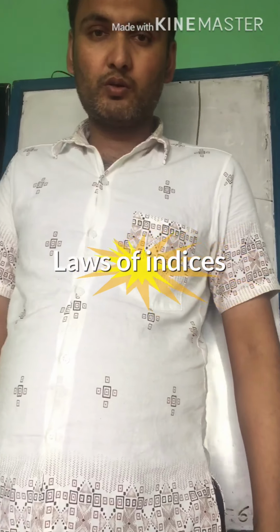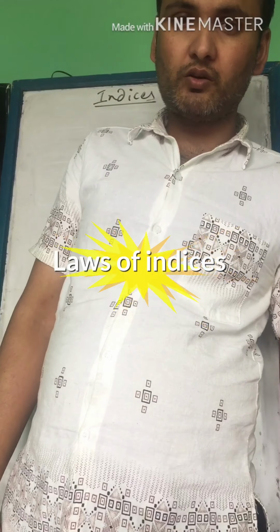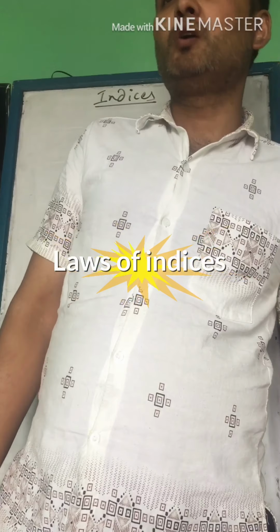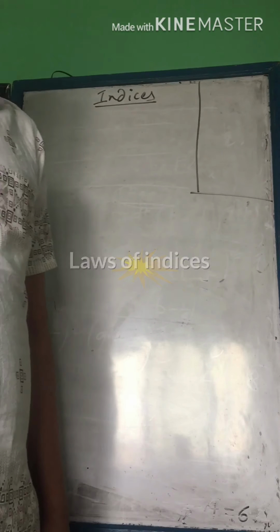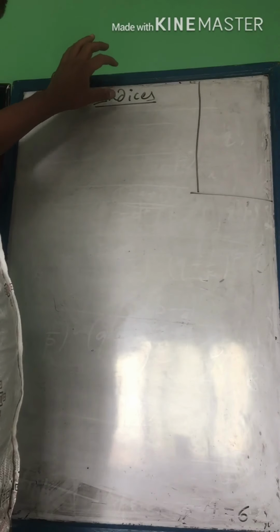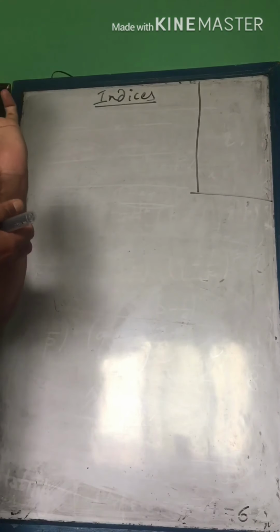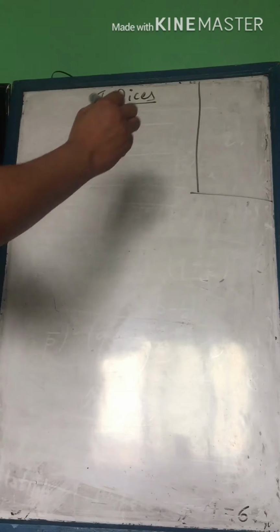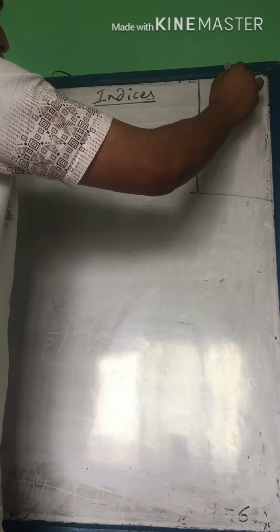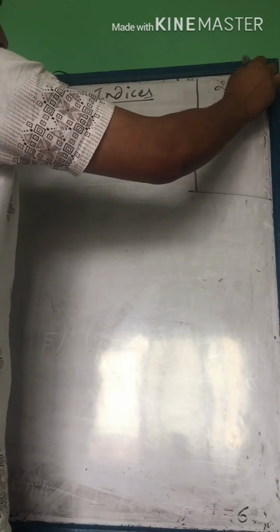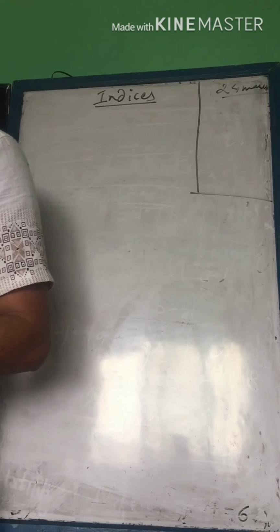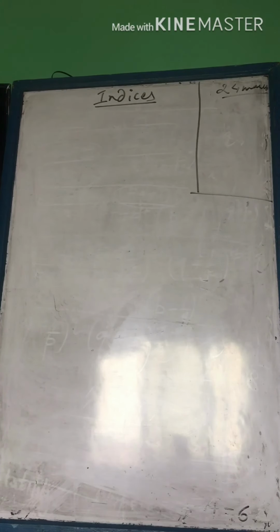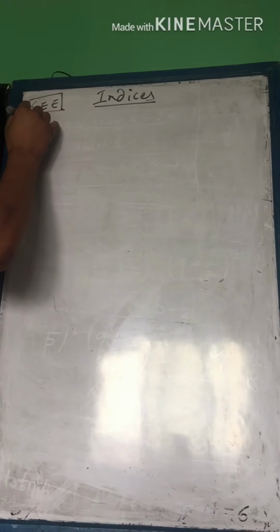Hello friends, today we will be discussing the topic indices, which is the most important chapter of mathematics. I will be discussing it from the SEE examination point of view. Generally you have a 24 marks question from indices, HCF and LCM, radical answers, and algebraic fractions. Let us go to the meaning first.